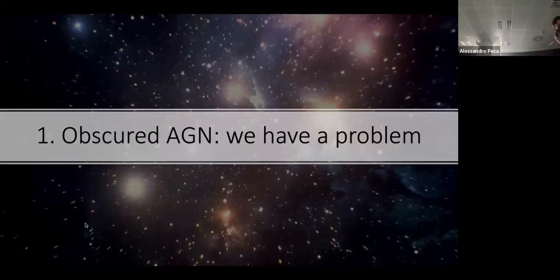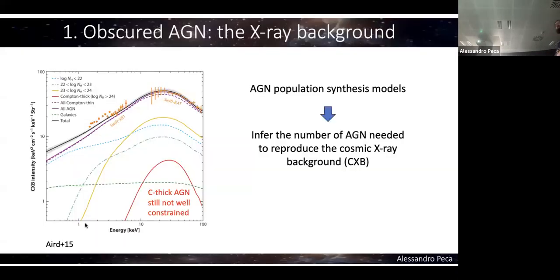So why do we think we have a problem with obscured AGN? Well, when we speak about obscured AGN, we need to start from the X-ray background. Here you can see one of the many studies on the X-ray background. You can see the orange points, while the black and gray line is the best-fit model. And we believe that the origin of the cosmic X-ray background is a population of unresolved AGN across the entire universe.